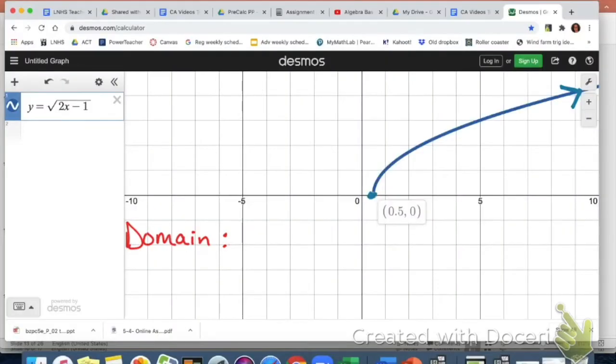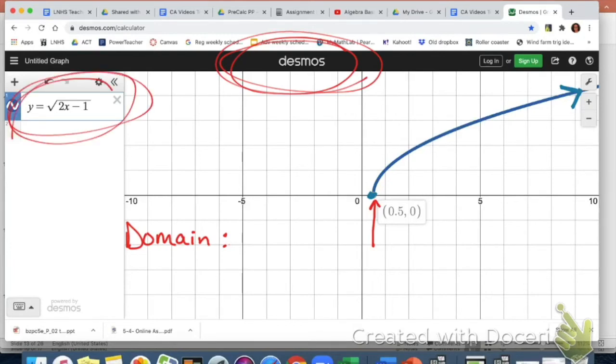Okay, let's start with domain. Domain are the x values, so you're thinking x-axis, left to right. The farthest point on the left is right here. And if you're on Desmos.com, if you've never used this, it's awesome. You just type in your equation over here and it'll graph it for you. And if you hover right above this dot right here, it'll give you the actual coordinate.